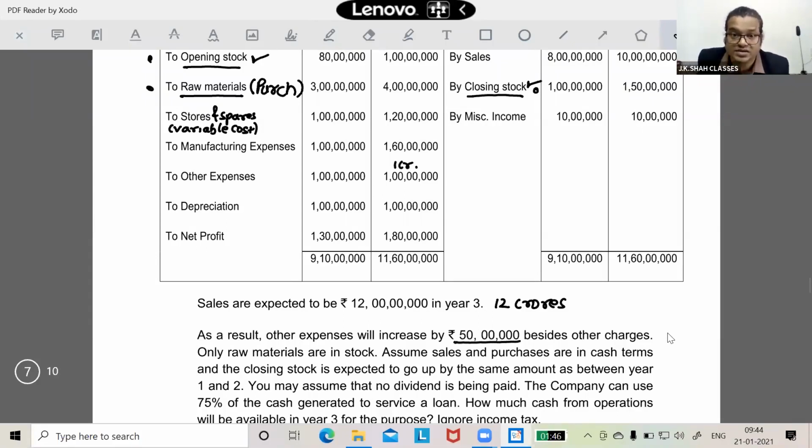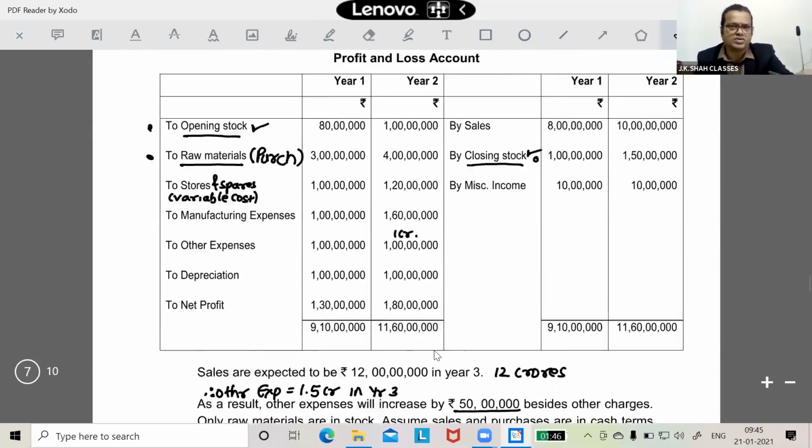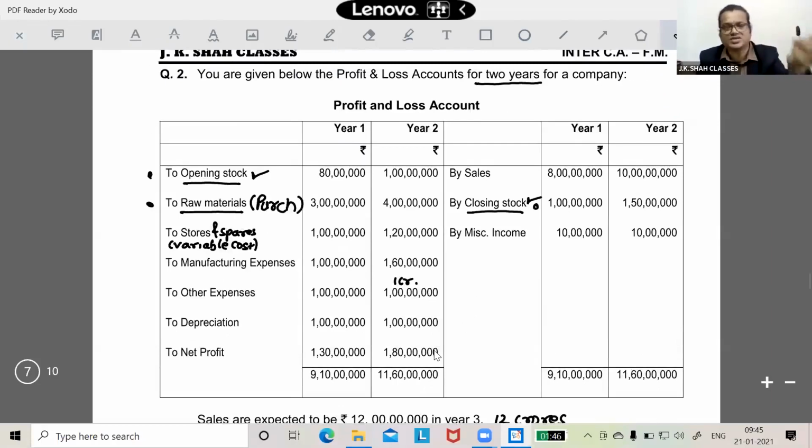It is already 1 CR. It will increase by 50 lakh. So I'll write over here, therefore, other expenses 1.5 CR in year 3. Okay. Besides other charges, only raw material are in stock. So that makes it further clear. That confirms our claim that the closing and opening stock given in the question is of raw material. So that confirms our claim that this is for sure raw material purchases.